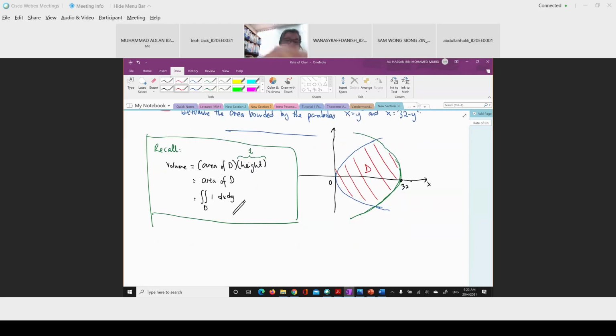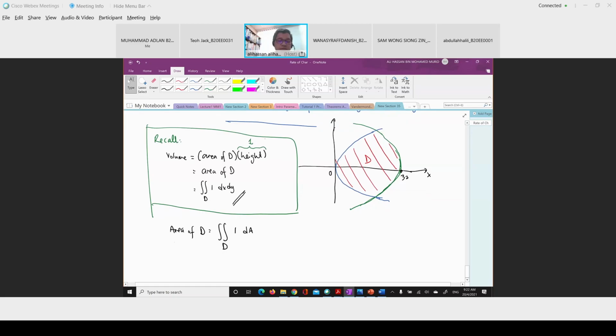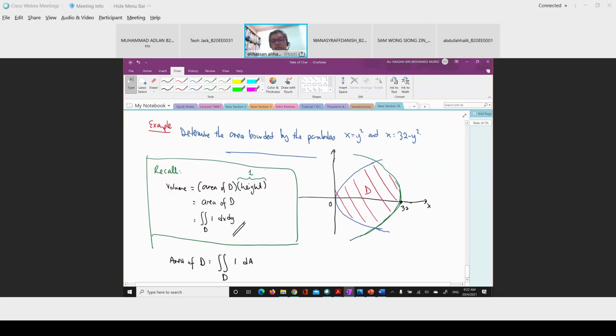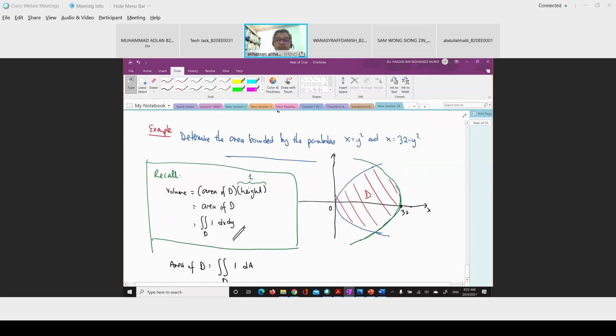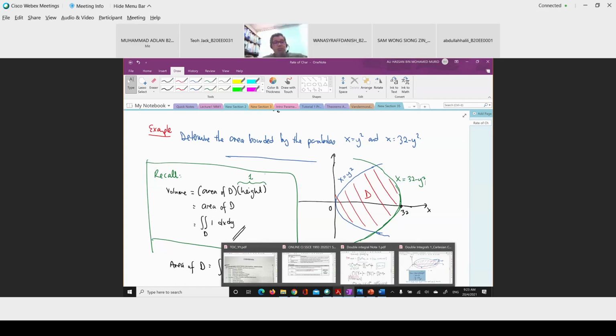So the area of D is equal to the double integral of 1 dA over D. Now, what order should we use? dx dy or dy dx? What order should we use? You can see here, the region D is bounded on the left by the equation x equal to y squared, while it is bounded on the right by the equation x equal to 32 minus y squared. So remember this. Let's recall another thing here.